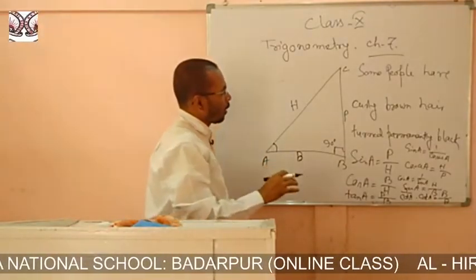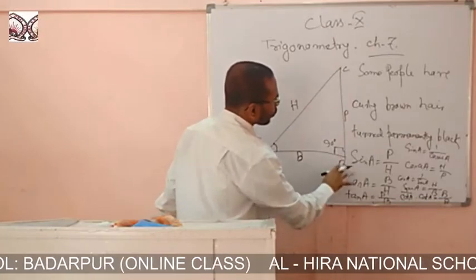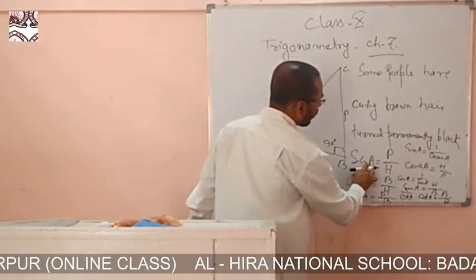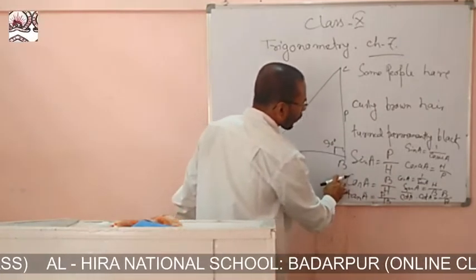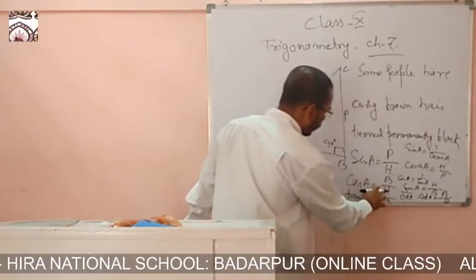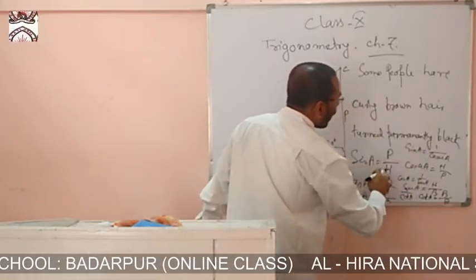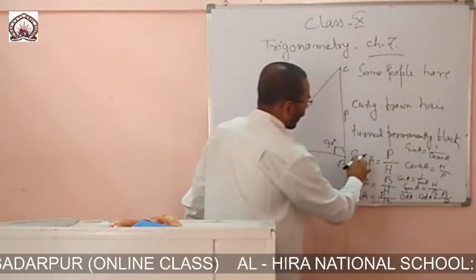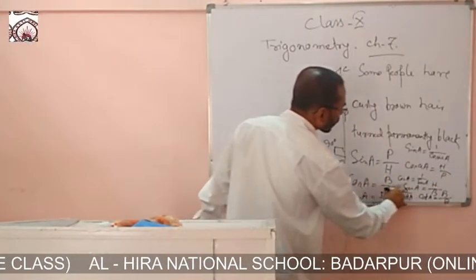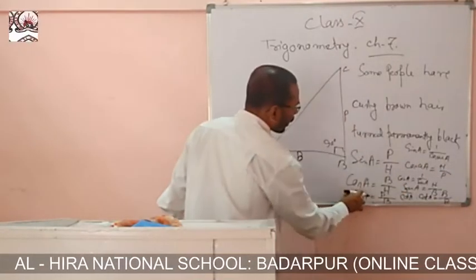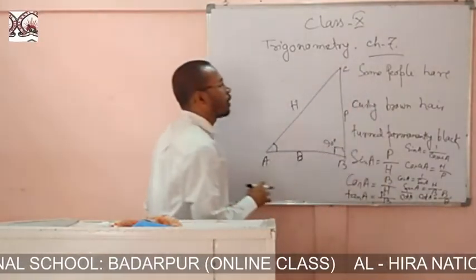Some people have curly brown hair turned permanently black. By this, sine of angle will be perpendicular by hypotenuse, cos will be base by hypotenuse, and tan will be perpendicular by base. Similarly, cosec A is the reverse of sin A, so it will be H by P. Sec A will be the reverse of cos A, H by B, and cot A will be the reverse of tan A, B by P.